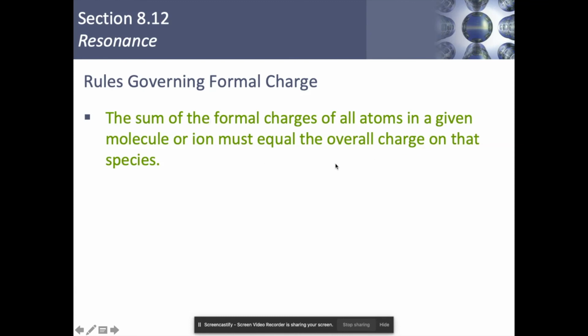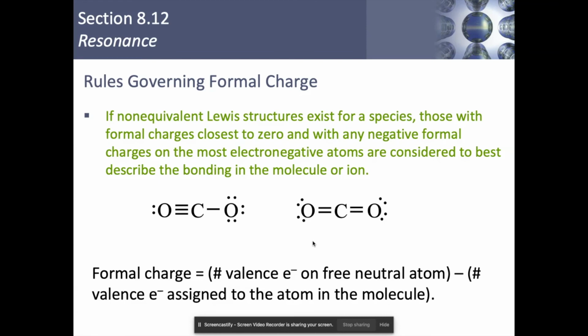So in other words, if we were looking at something like sulfate, which has a -2 charge, all of your formal charges would have to add up to -2. POCl3 was neutral, so notice that we had 0, 0, 0, +1, -1, that's overall 0. Okay.